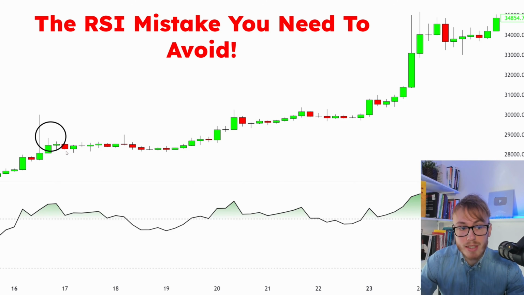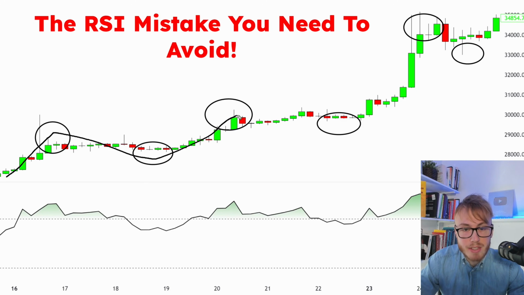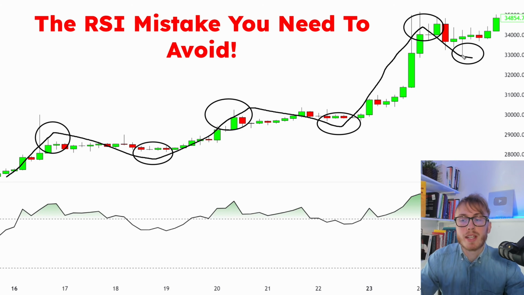Well, we are in an uptrend when the price is printing higher highs. So we have one high, higher high, higher high, and the price is also printing higher lows. So one low, higher low, higher low. Being able to identify trends is a huge part of technical analysis.